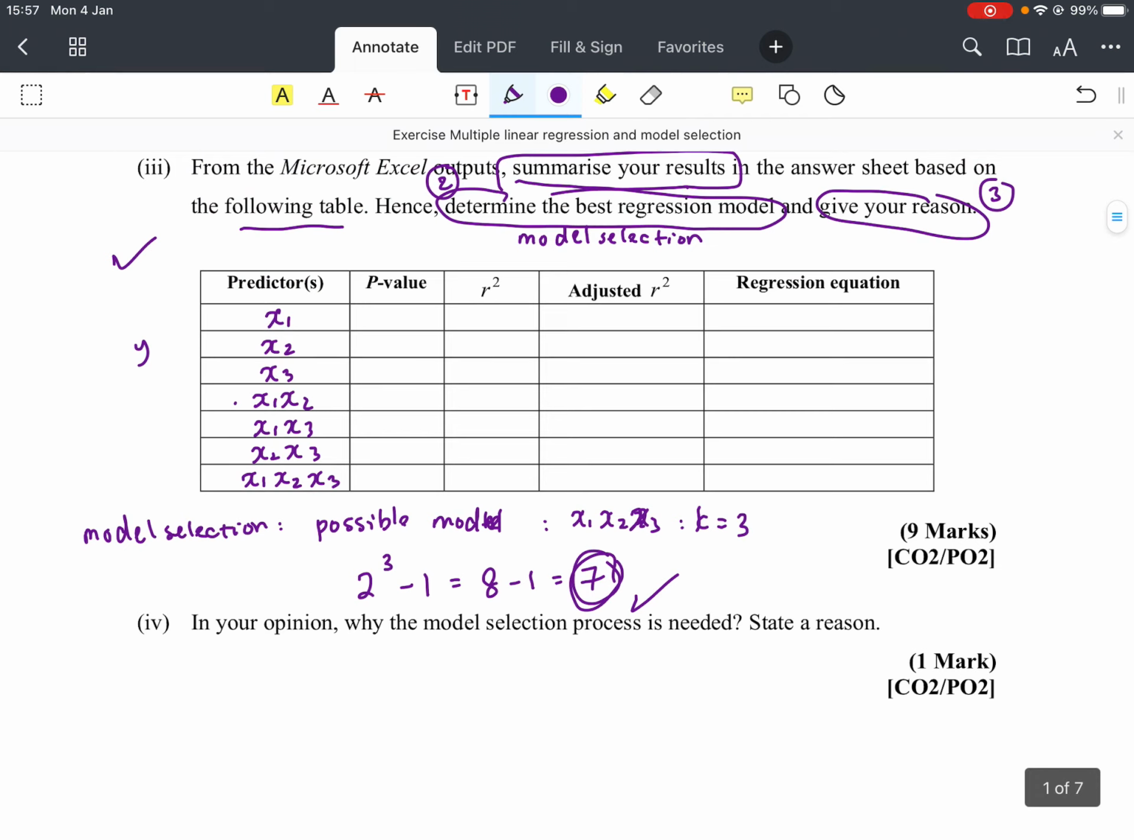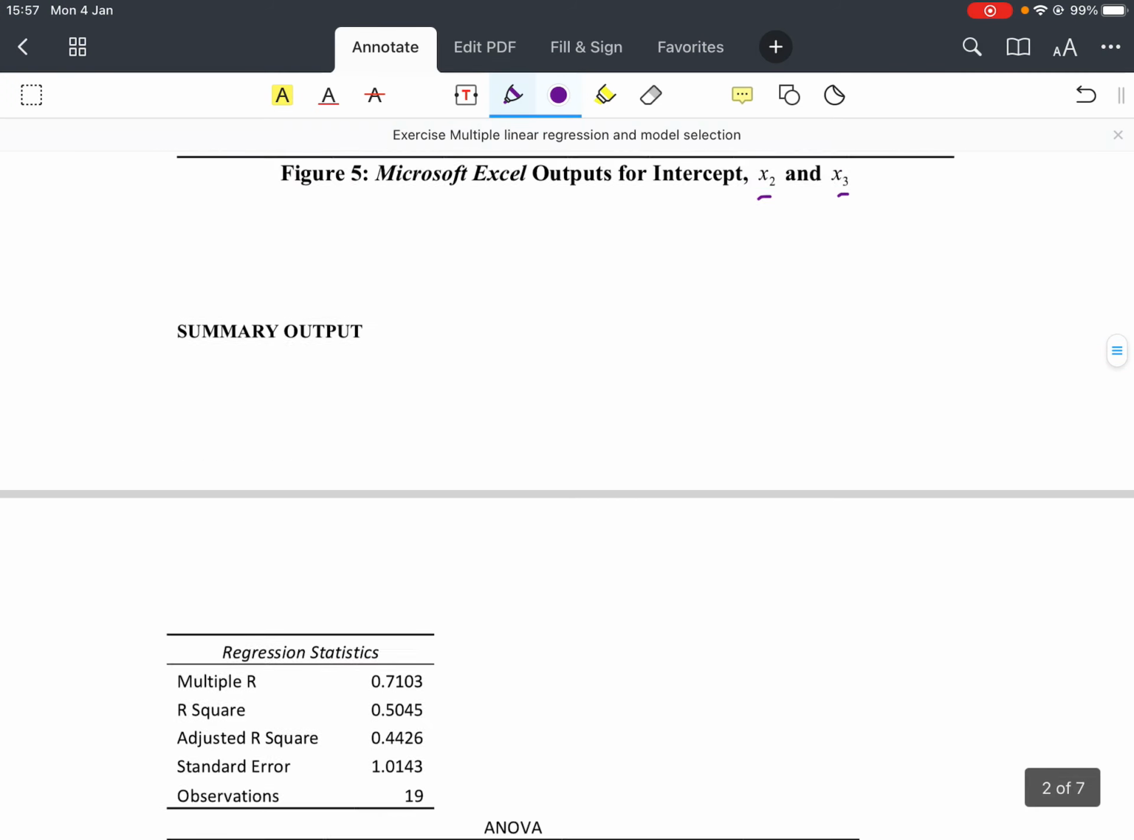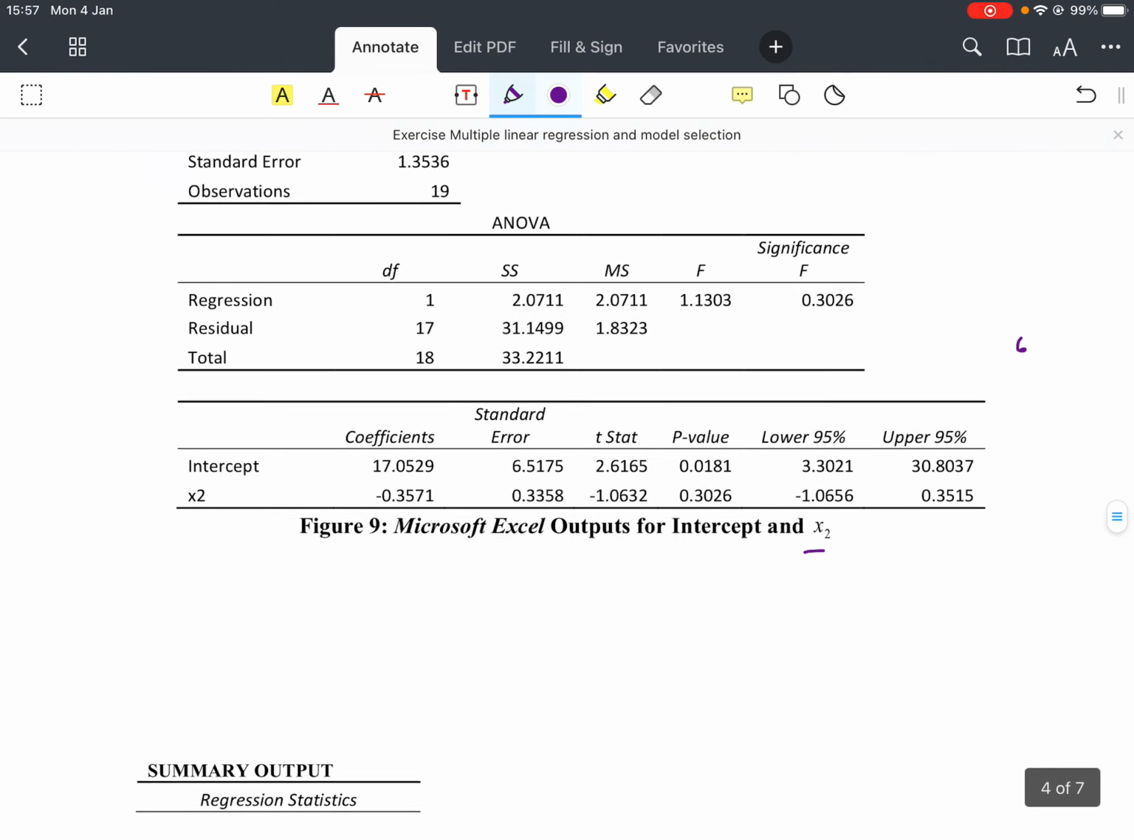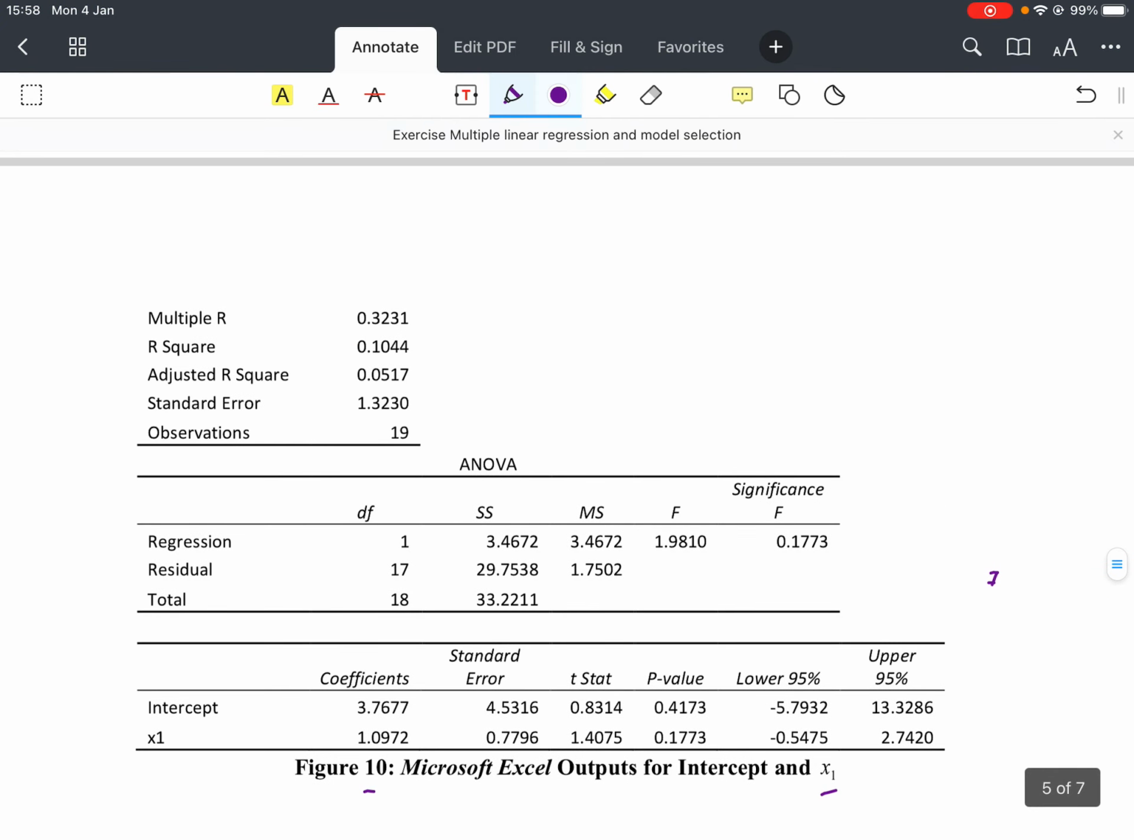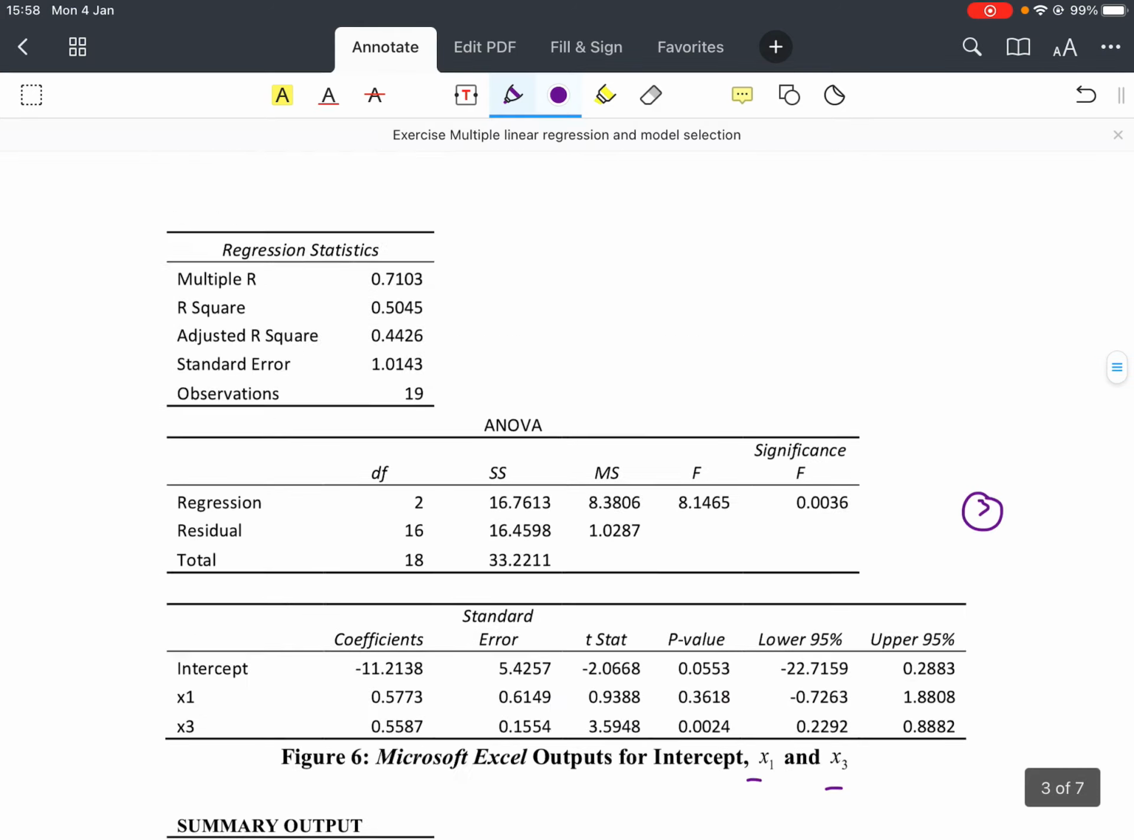Okay, now let's look at the p-value. P-value for x1. So which one is x1? X1 is the last Excel output. This one is for x1. Okay, the p-value is here, 0.1773, and the r-square is 0.1044, and the adjusted r-square is 0.0517. So we will put these into the summary table there. 0.1773.